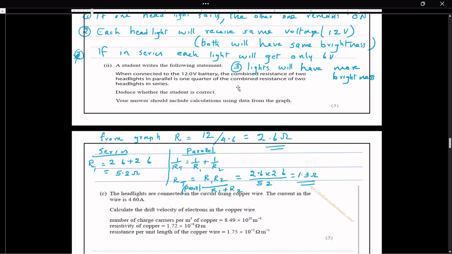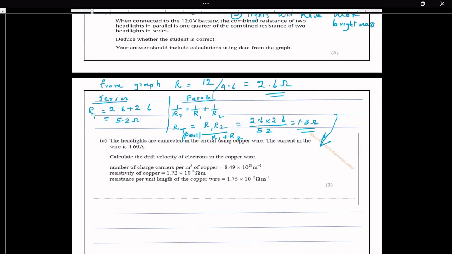What does the question demand? The question says that the student said the combined resistance when it is in parallel is 1/4 of the combined resistance in series. Deduce whether the student is correct or not. So let us check that. I don't have space here, so I'm using the space here.